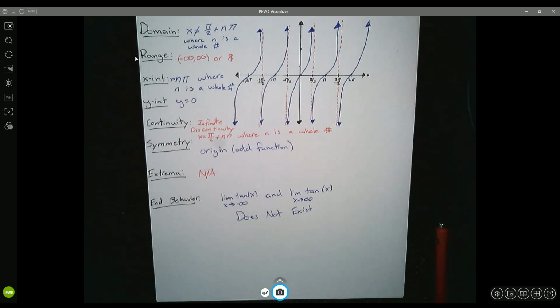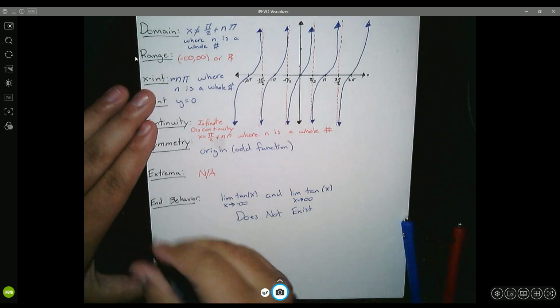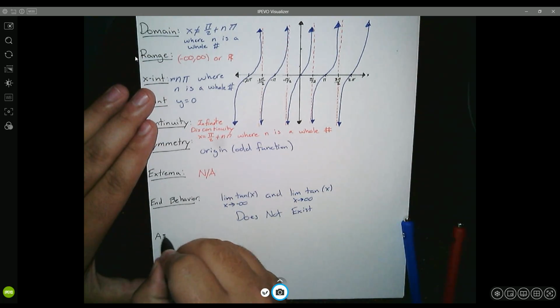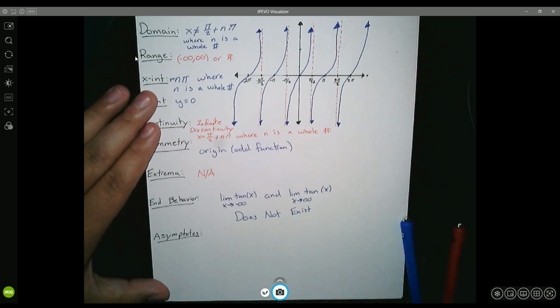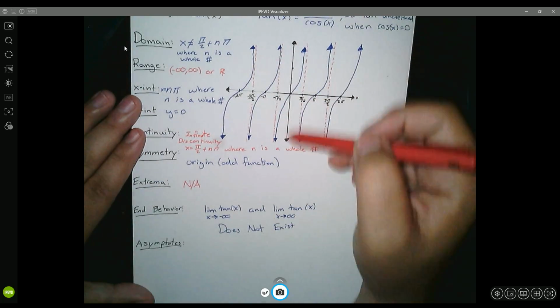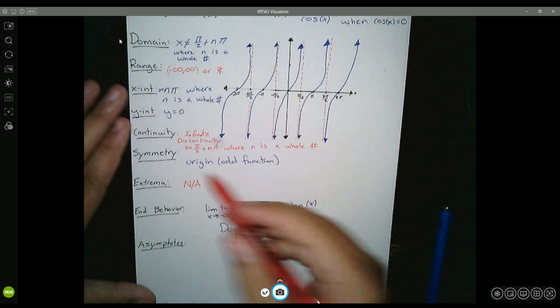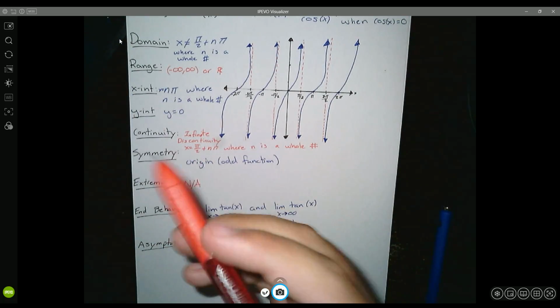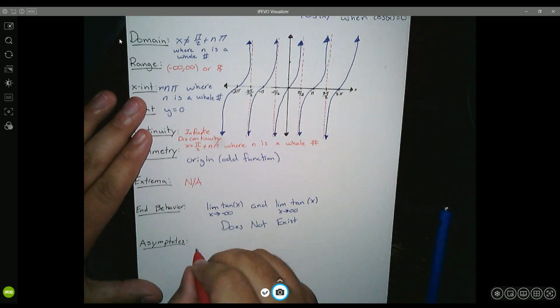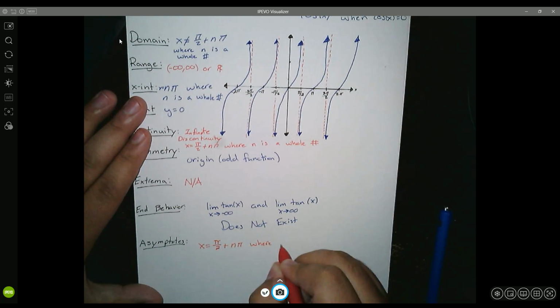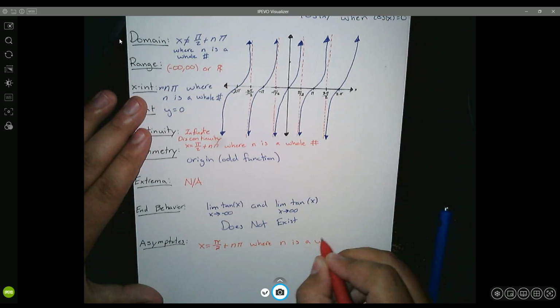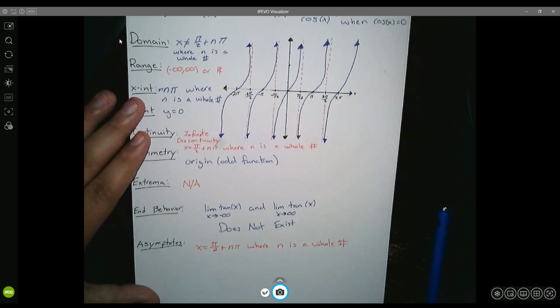The last one we want to talk about is asymptotes. Remember, those are the lines that we cannot cross. They happen to be the same as our continuity, because the function can't equal those points, so our asymptotes are at those lines. We can say for that one, x is equal to pi over 2 plus n pi, where n is a whole number.